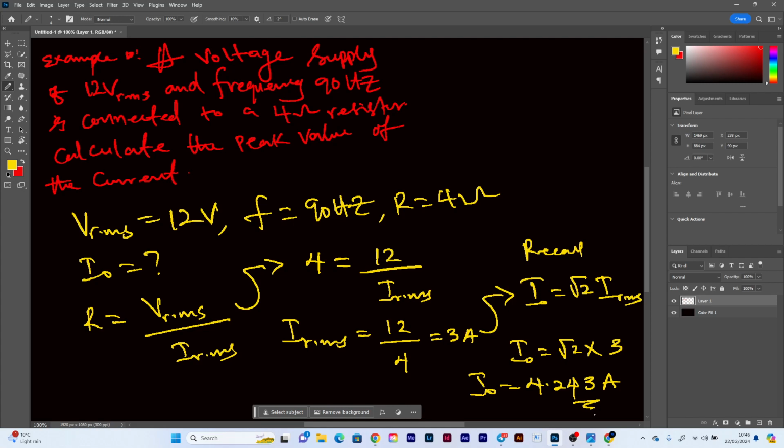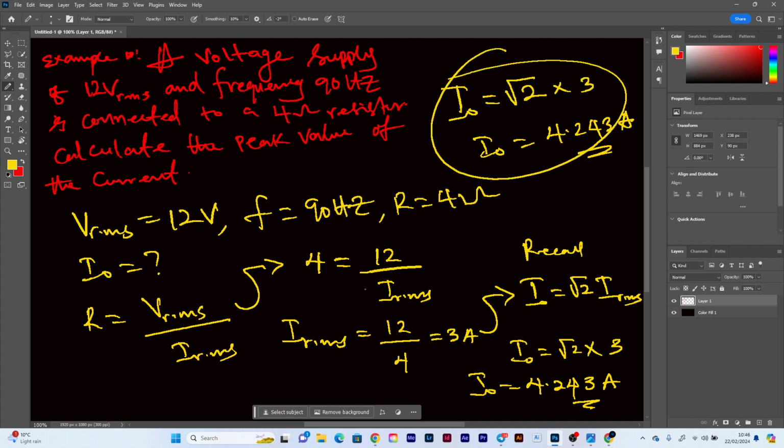Do you understand that now? From the peak, I naught is equal to root 2 times 3. So we get I naught is equal to 4.243 ampere. When you use these two to multiply themselves, you have 4.243, and that's your final answer. Is it clear? Yes, sir.